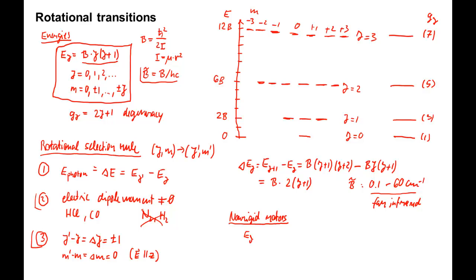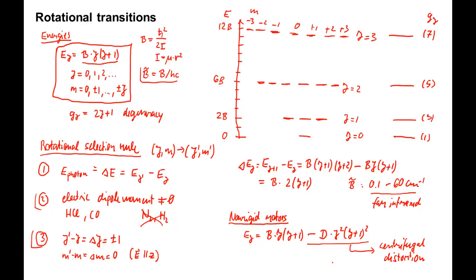It is E_J equals B times J times (J plus 1), as before, minus D times J squared times (J plus 1) squared. The second term, including the minus, is the term describing the centrifugal distortion. And D is called the centrifugal distortion constant. The negative sign means that the energies in a non-rigid rotor shift a bit lower compared to the rigid rotor. The larger J, the larger this downshift.